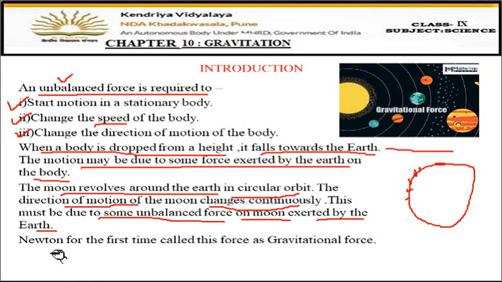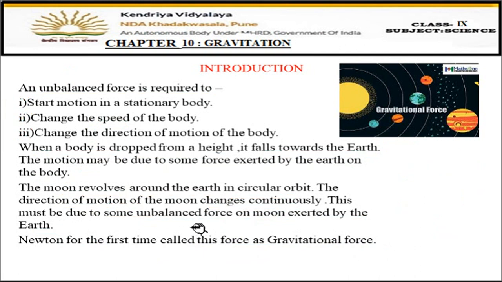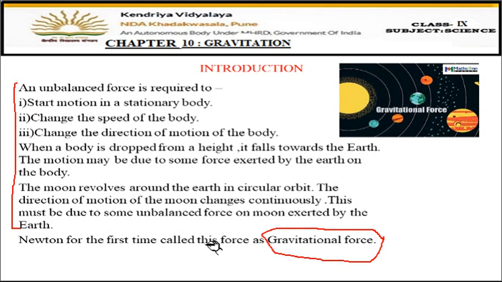So the answer we got is that there is some unbalanced force acting on the bodies, due to which the bodies do different types of motions or activities. Newton for the first time called this force the gravitational force. For the first time Newton found the answers to all these questions. This unbalanced force acting on the body, due to which it changes its state, its speed, its direction, and the bodies can move around the planets and the sun, is the gravitational force. A gravitational force is always acting on the body, which helps the body to do the movements.